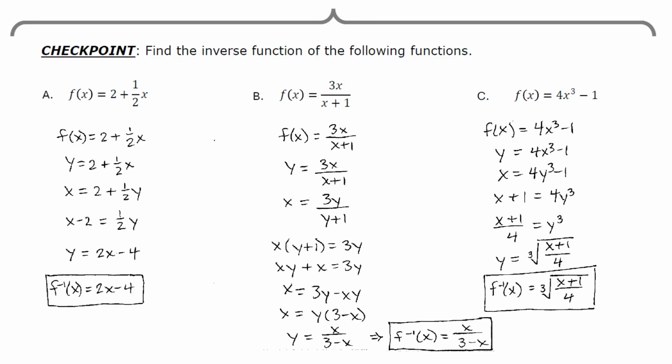All right, here are your solutions for A, B, and C. So for A, the inverse of f of x is 2x minus 4. For B, the inverse of f is x over 3 minus x. And for C, the inverse of f is the cube root of x plus 1 divided by 4.